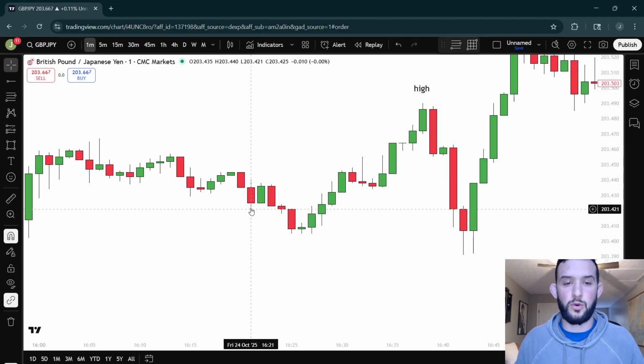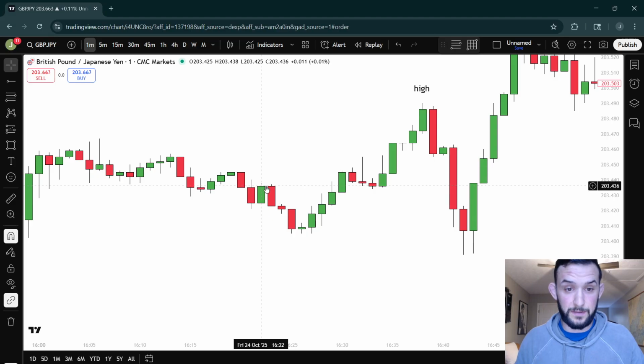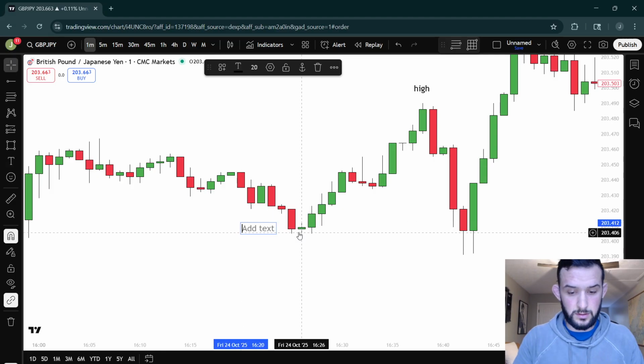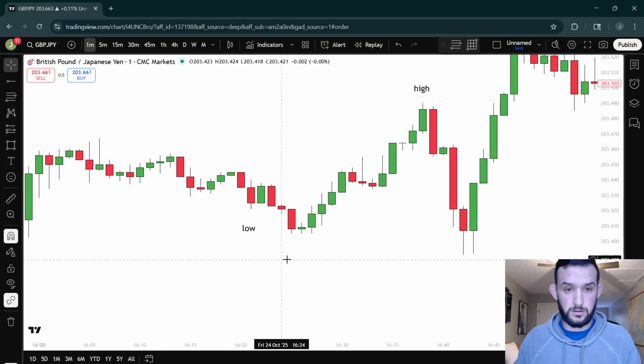Remember, what makes a low? It has to be a down candle first, a bearish candle first, then a bullish candle or an up candle. So the reds are down, greens are up, right? The lowest point between these two is going to be that wick right here. So this will be a low, right?